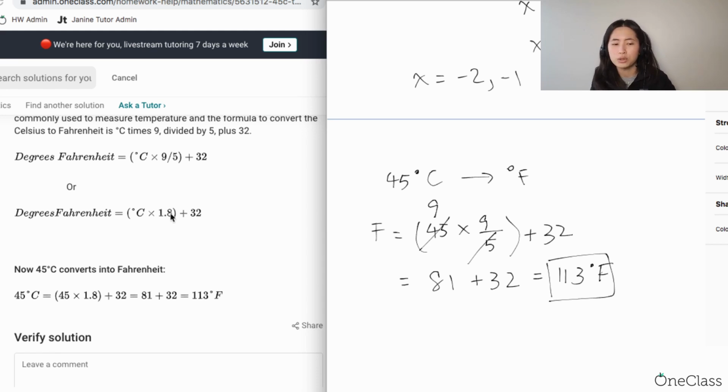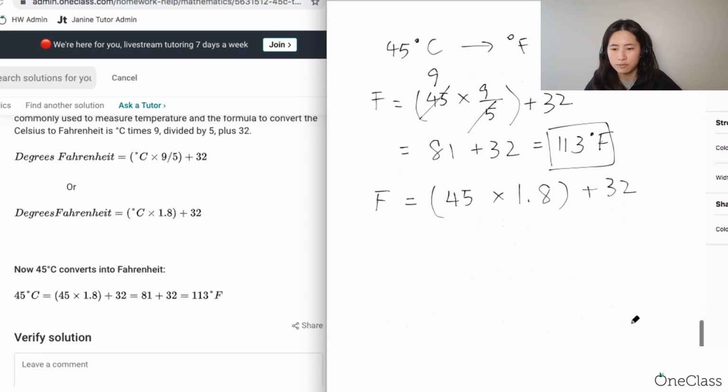And if you were to use the formula that has 1.8 as opposed to 9 over 5, you're going to have Fahrenheit, which is equal to still 45 times 1.8, because we know that 1.8 is equal to 9 over 5, and this is plus 32. Then all you have to do is multiply 45 times 1.8. So this is going to be 81, right? And just so you know, how can you multiply a whole number and a decimal number, let's do that. So this is solving a whole number and a decimal number manually.